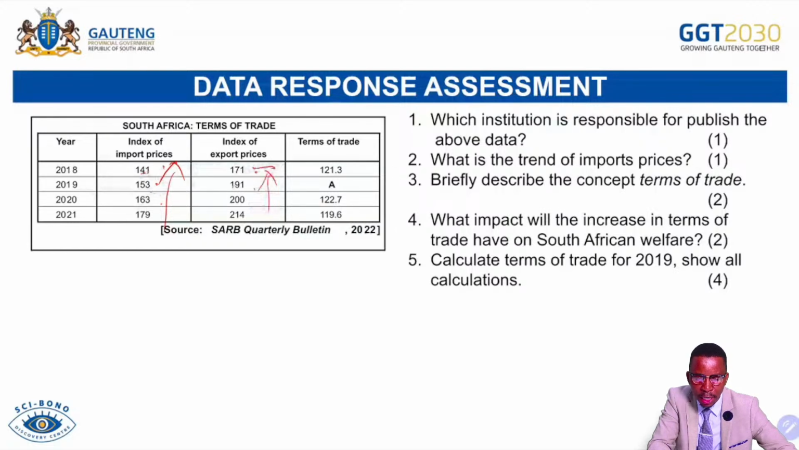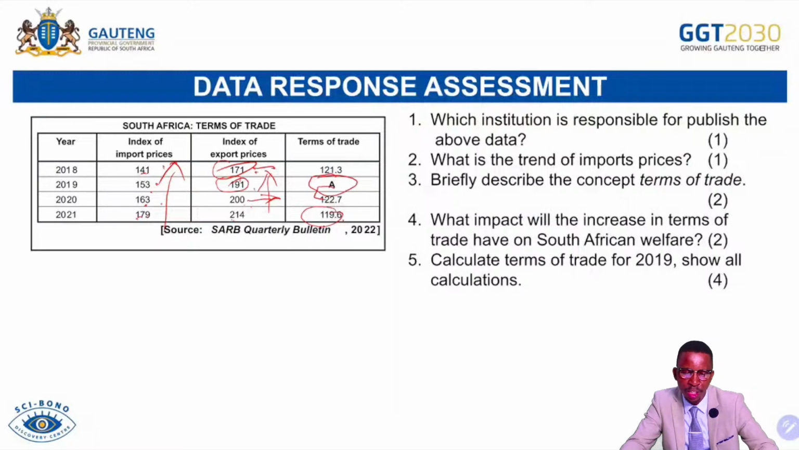2019, 153, 191. Export prices are still more, so meaning the terms of trade will have increased. And then 2020, 163, 200. Terms of trade are also increasing because export prices are still more than import prices. 179, 214. Still, there is an increase here. So let's check 179 to 119. So let's check. There was a decrease, 122.7 to 119.6. So we need to calculate there to see what is happening.